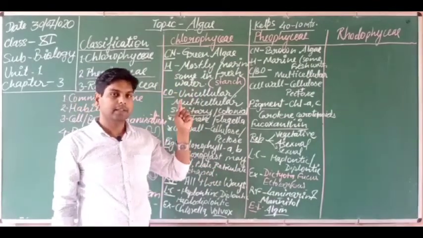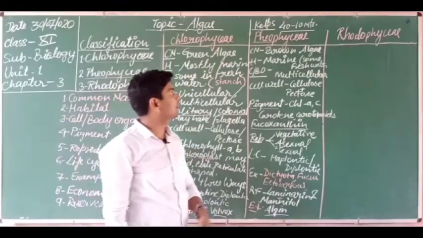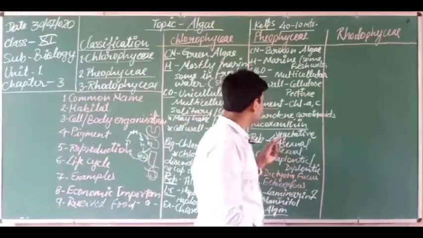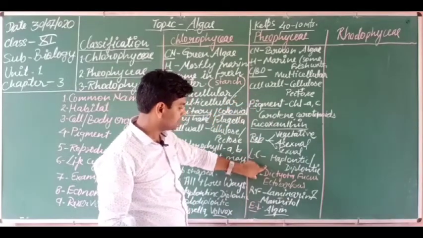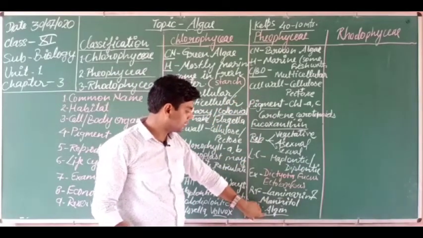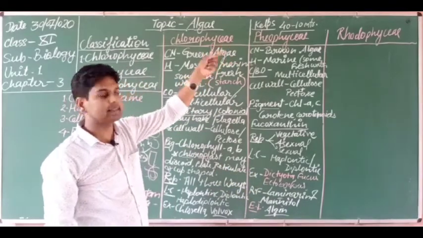Remember it. Got it? Kelps is the giant brown algae. So this is about the Phaeophyceae. Got it? So what things should you remember? Pigment, examples, the economic importance, reserve food material, and one other thing, the largest alga.